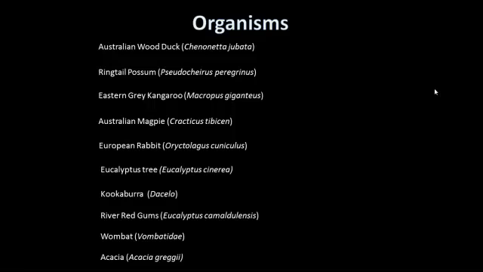Alright, 10 organisms that live here, 7 animals, 3 plants. We have the Australian wood duck, the ring-tailed possum, the eastern grey kangaroo, the Australian magpie, the European rabbit, the kookaburra, and the wombat. They're the animals. Now the plants: the eucalyptus tree, the river red gums, and the acacia. And as you can see there, all the scientific names side by side by them. I'm not going to try to pronounce them because I cannot.